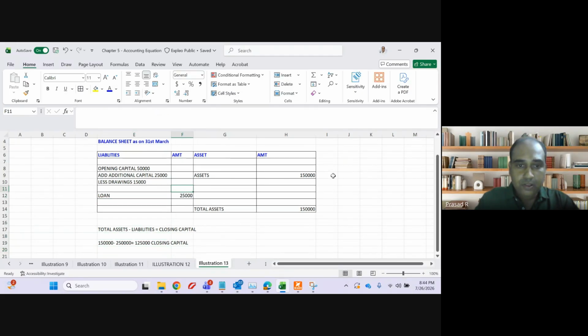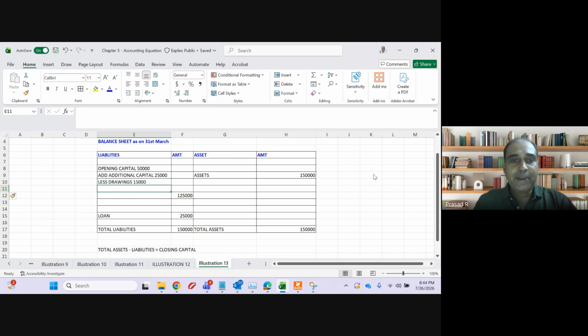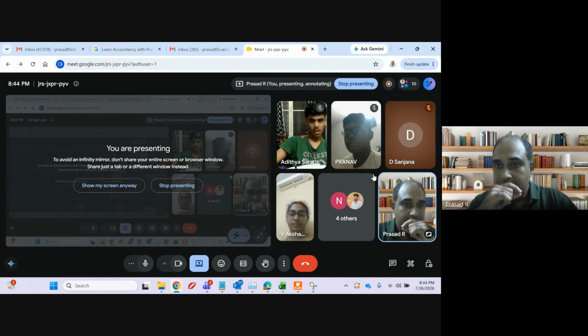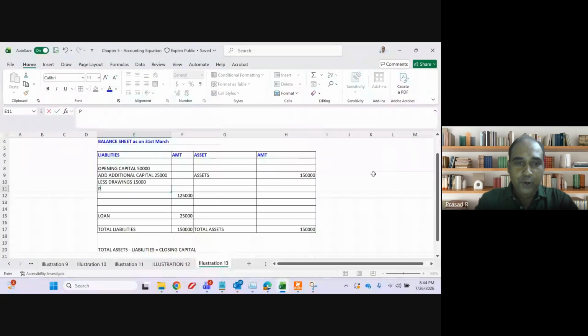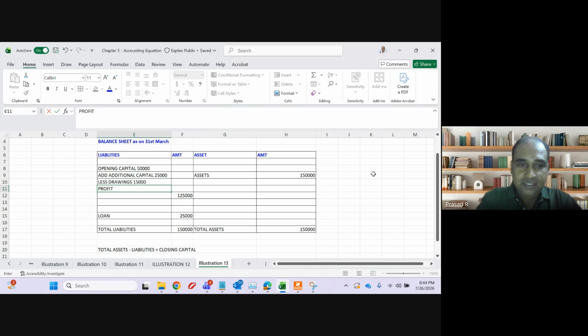So I know my outer column now. This is my total liabilities. I know my outer column now. Inner column is incomplete. Why is inner column incomplete? In the capital, we have to add something to get closing capital. What we have to add? Opening capital plus something equals closing capital. What is that something? Profit. I don't know my profit. My profit is the missing figure.